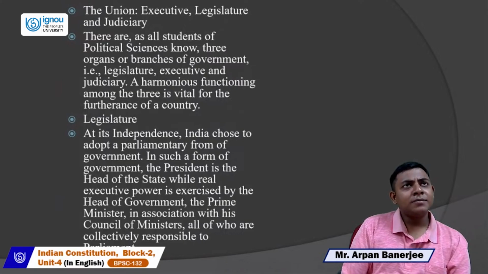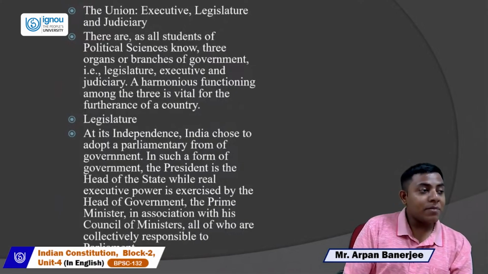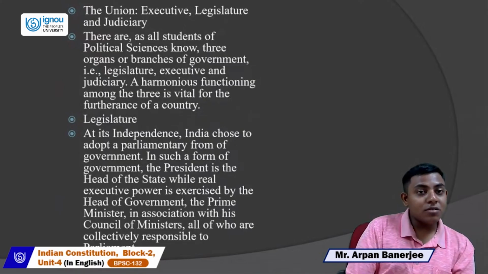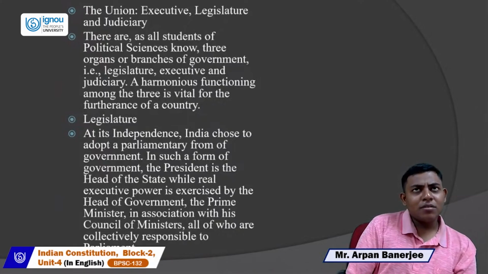Then Article 66 is about the election of the vice president of India. It says that the electoral college which shall elect the vice president of India shall consist of elected members of the Lok Sabha and the Rajya Sabha. And this was done through the 11th Amendment Act. Earlier, the vice president was elected through a joint sitting of both the houses. The 11th Amendment Act inserted a provision which said that the vice president of India shall be elected by the members of both the houses of the parliament.